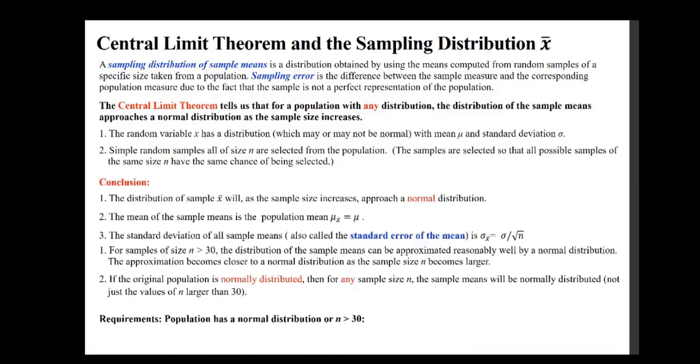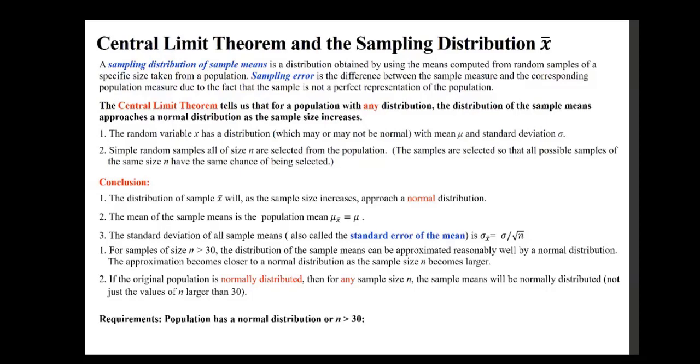Conclusion. The distribution of sample X bar, as the sample size increases, approaches a normal distribution. The mean of the sample means is the population mean. So mu of X bar equals mu.